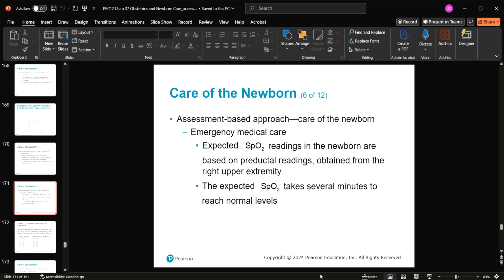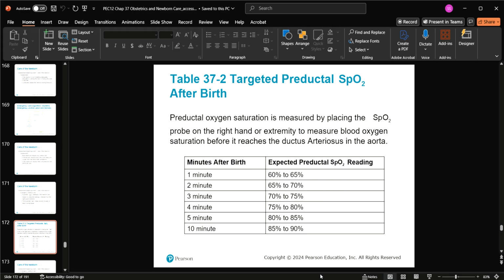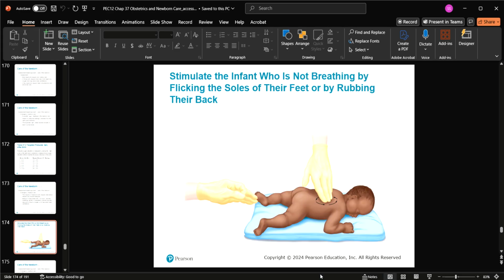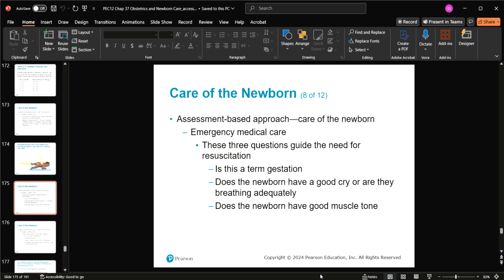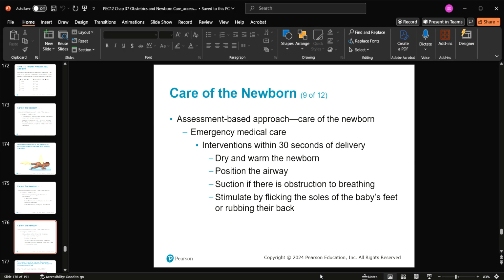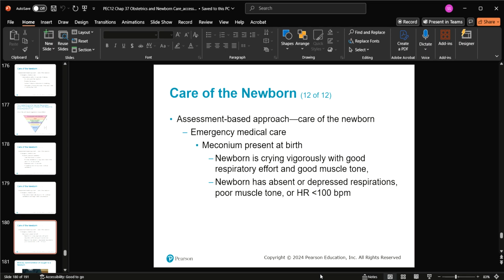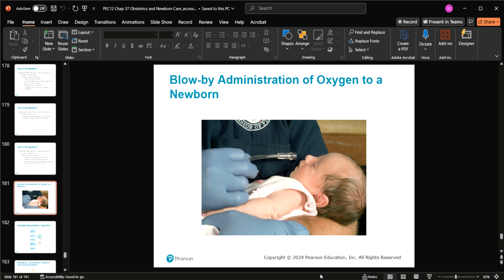Still talking about care of the newborn, and SpO2 levels in newborns. This is what we mean when we're stimulating the baby: rubbing the back, flicking the soles of the feet. If necessary, when performing resuscitation: keep the baby warm, position the airway, suction if necessary, stimulate the child. We're just kind of repeating ourselves over and over again. Blow-by oxygen is one possibility for the infant.